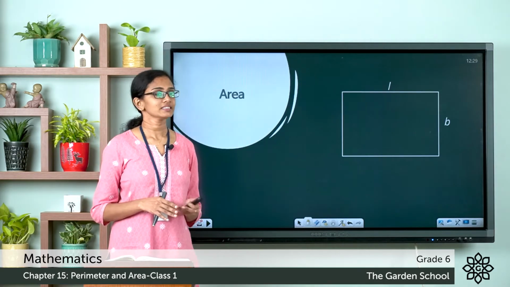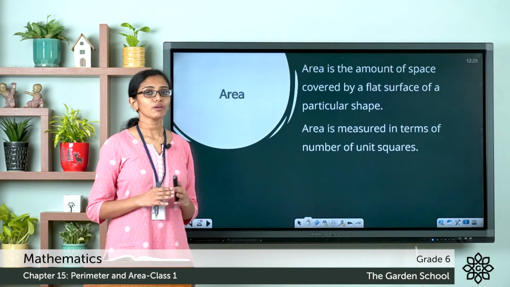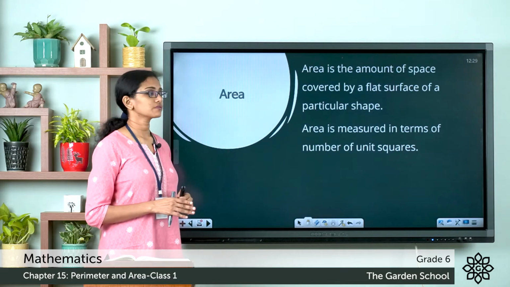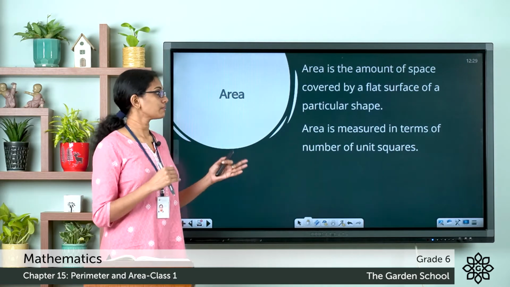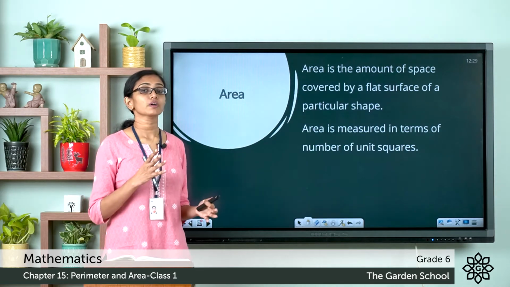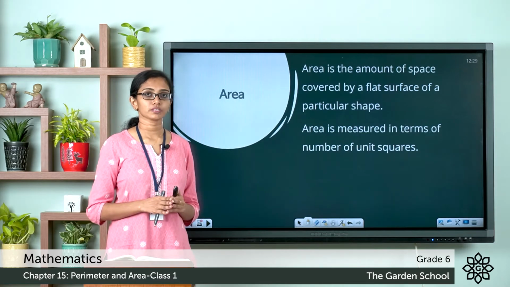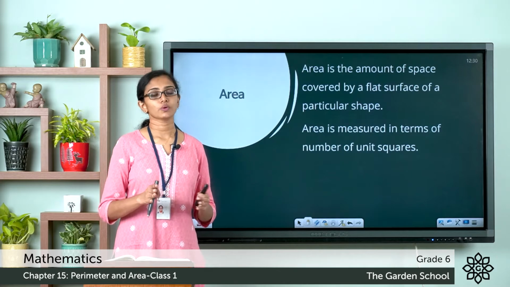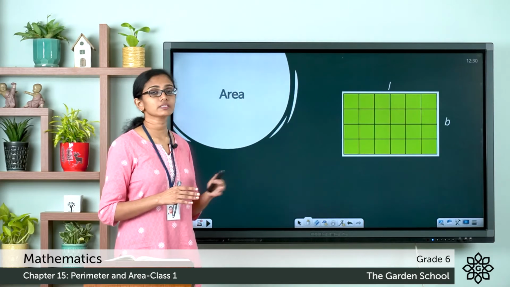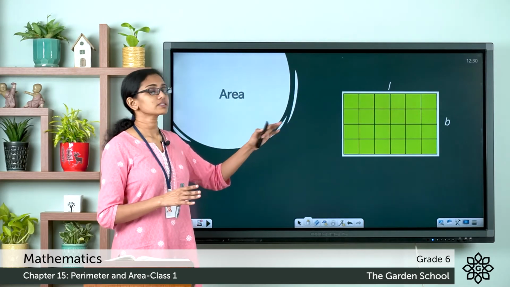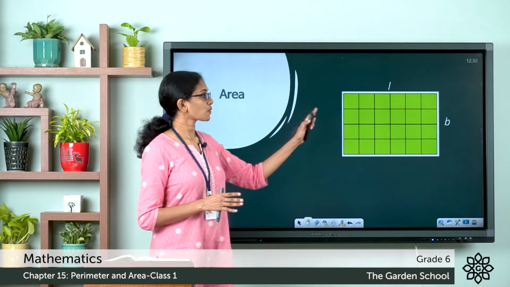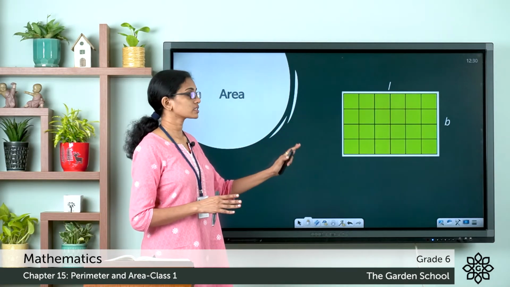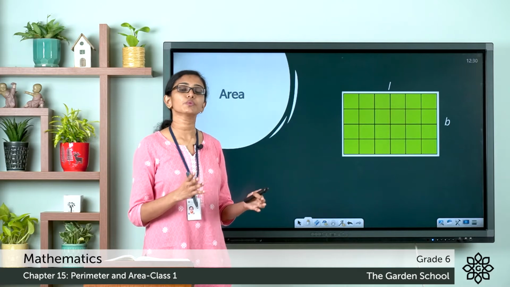Let's say that again. Area is the amount of space covered by a flat surface of a particular shape, and we can measure area in terms of the number of square units the figure covers. Let me show you how to calculate the area of a closed shape with unit squares. Here we have the previous example drawn in a square grid. You can see small squares here. Each of these squares is of unit length, hence they are called unit squares.